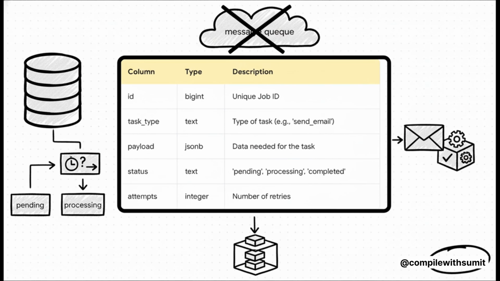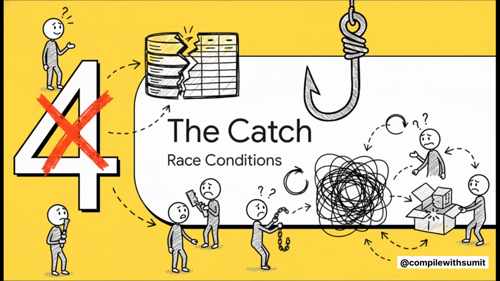So how do we actually pull this off? Well, it's surprisingly simple. We just need to create a new table in our database, let's call it jobs. And it's pretty straightforward. It needs a unique ID, a task type so we know what to do, like send email, a payload for all the data the job needs, and this is the key part, a status column to track if it's pending, processing, or done. Oh, and it's a good idea to add an attempts column too, for handling retries. Okay, this sounds almost too good to be true, right?